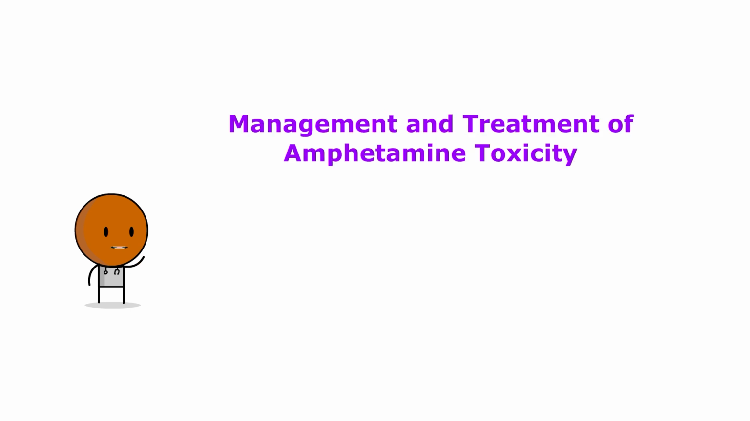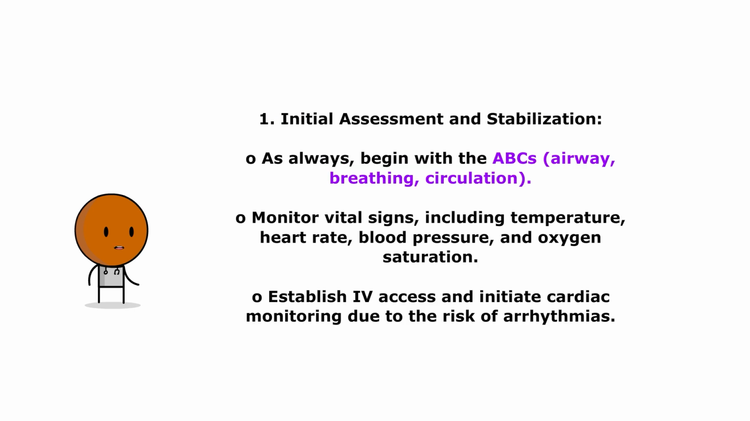The management of amphetamine toxicity primarily focuses on supportive care and addressing the complications that arise. Here's the approach. First, the initial assessment and stabilization. As always, begin with the ABCs: airway, breathing, circulation. Monitor vital signs including temperature, heart rate, blood pressure, and oxygen saturation. Establish IV access, and initiate cardiac monitoring due to the risk of arrhythmias.